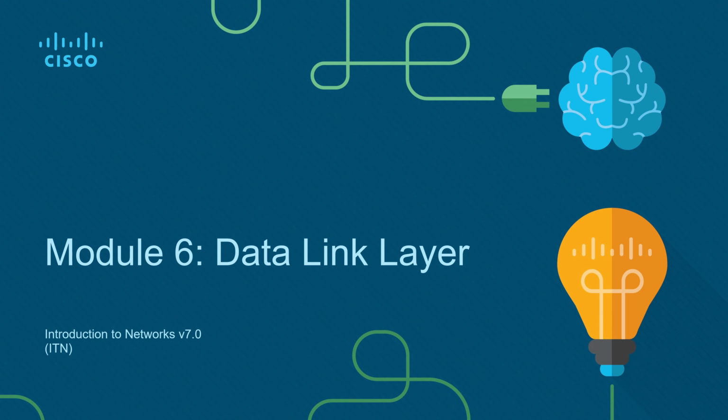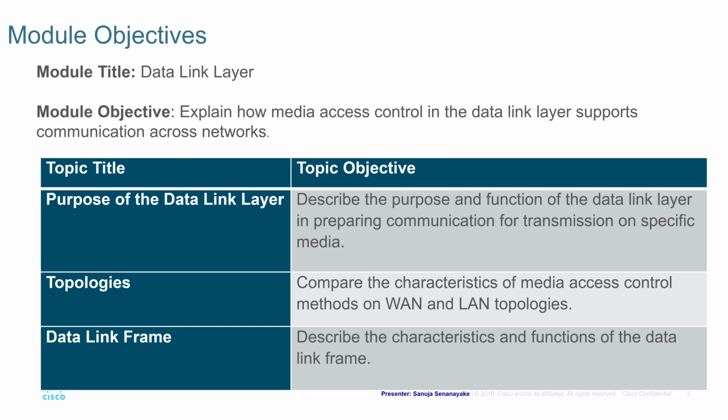So let's get started. The objective of this particular module is to explain how media access control in the data link layer supports communication across networks. We're going to learn about the purpose of the data link layer, topologies, and the data link frame. You should be able to describe the purpose and functions of the data link layer and compare characteristics of media access control methods in WAN and LAN topologies. You should also be able to describe the characteristics and functions of the data link frame at the end of this lecture.